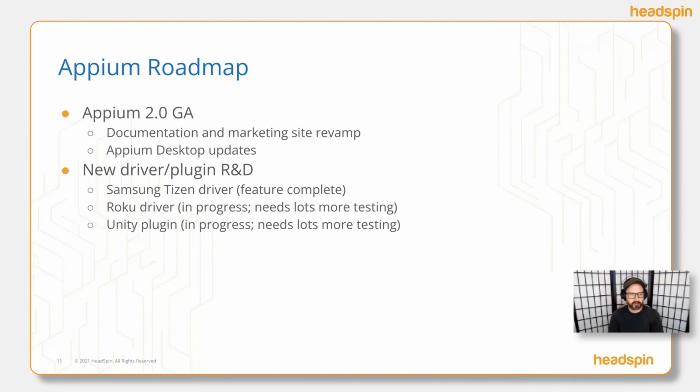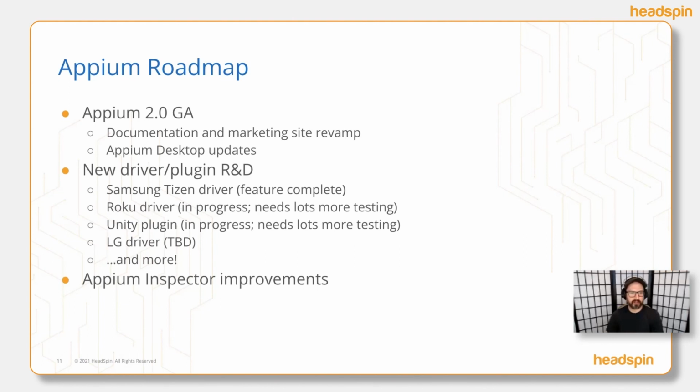There's a Unity plugin for automating games that's also in progress, and just needs to kind of have the tires kicked a lot more to see what kind of extra work needs to be done on it. We're looking at doing R&D for an LG OS driver for the LG TVs and more. So there's lots of other platforms that HeadSpin could support. Right now, kind of the OTT TV platforms and gaming stuff is what seems to be the priority. Definitely more things will be coming in the future.